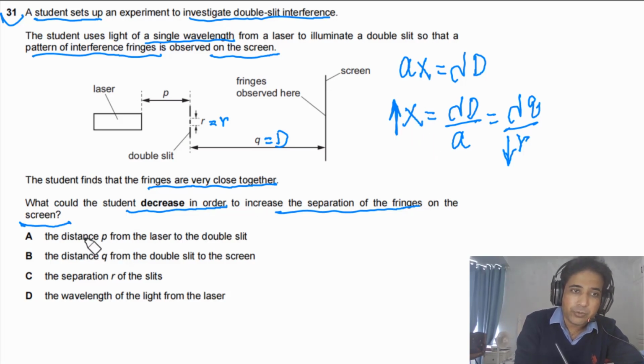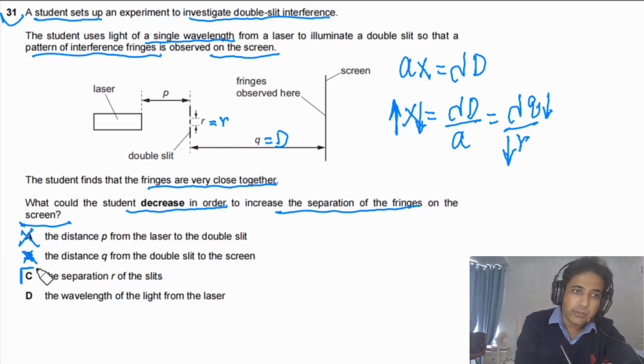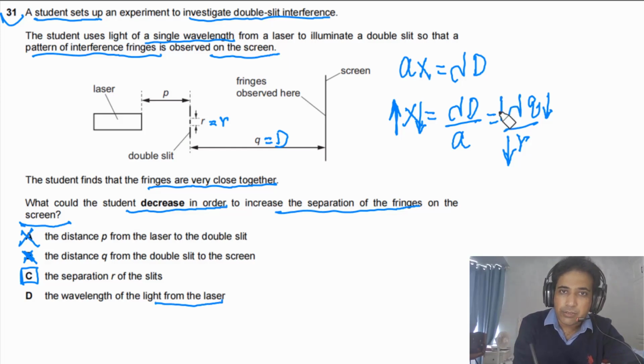If you look at the given options, the distance P from the laser to the double slit: if we decrease this distance, it has no effect. The distance Q from the double slit to the screen: if we decrease Q, x will decrease, so this is also not a possible answer. The separation R of the slits: if we decrease this one, x will increase, so this is the answer. The wavelength of the light from the laser: if we decrease the wavelength, x will also decrease, so this is also not a possible answer.